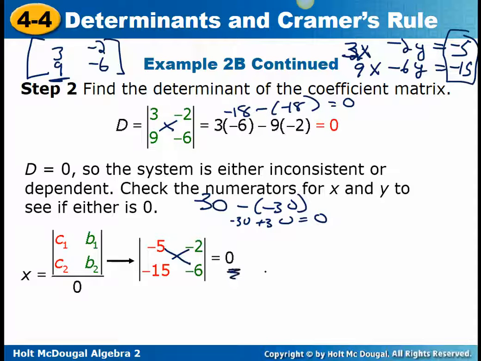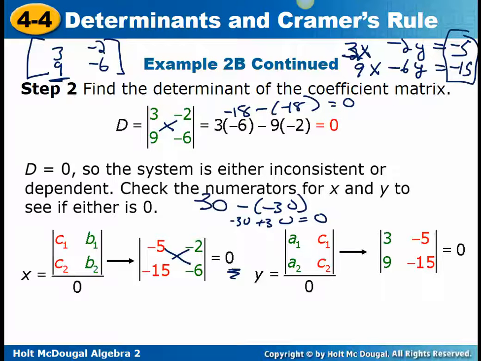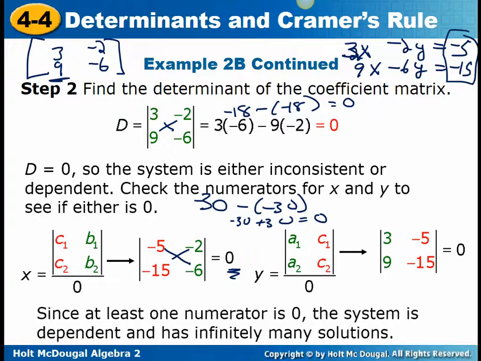So then we can stop and say, one of our numerators is 0. This one actually also equals 0. So that means that we are going to have infinitely many solutions.